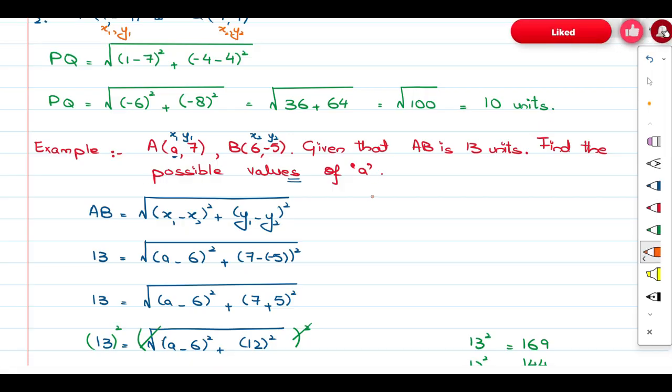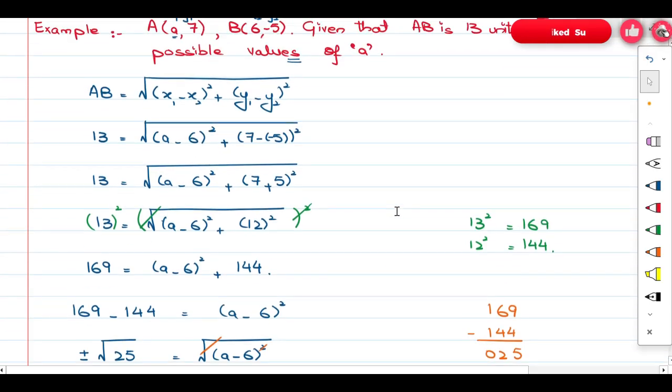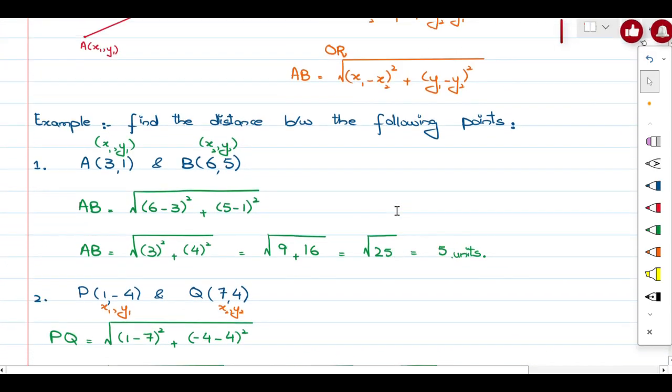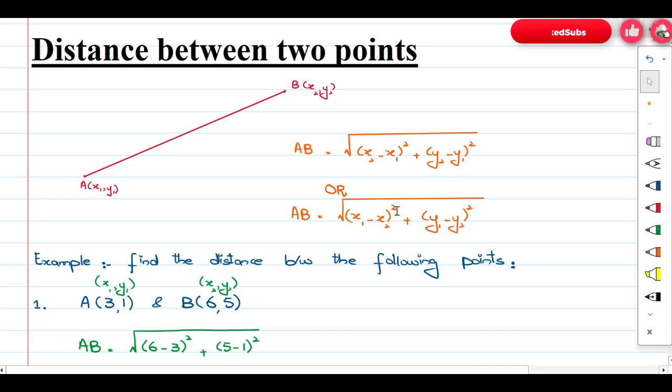So I hope you understand that when you are given the distance between the 2 points, how do we figure out the missing coordinate? We need to follow the same formula, and you have to solve some algebraic steps to figure out that missing coordinate, right? So we have learned the distance between 2 points, which has the formula square root of (x2 minus x1) whole square plus (y2 minus y1) whole square. We did some examples. I hope you understand how to figure out the distance between 2 points, and if the distance between 2 points is given to us, how do we figure out the missing coordinate?